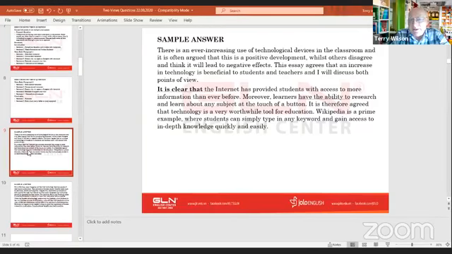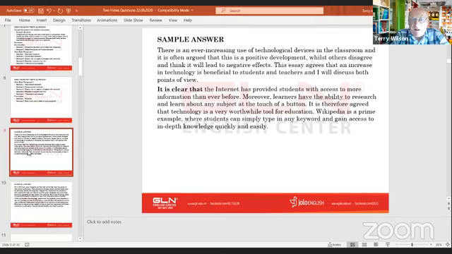And then we have the second sentence, the opinion. This essay agrees that an increase in technology is beneficial to students and teachers, and I will discuss both points of view. So a clear opinion, and then a statement of saying what the writer's going to do. Let's look at the first body paragraph.